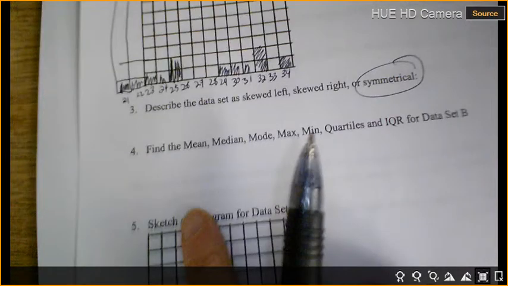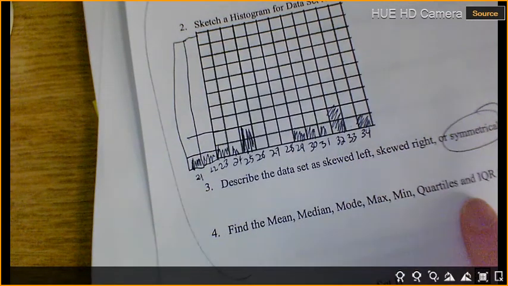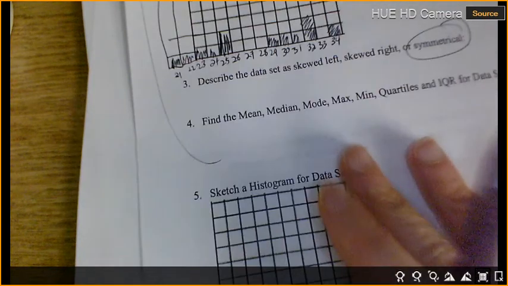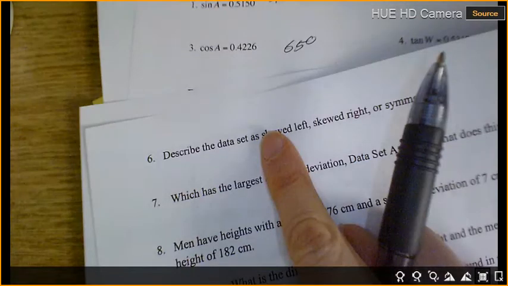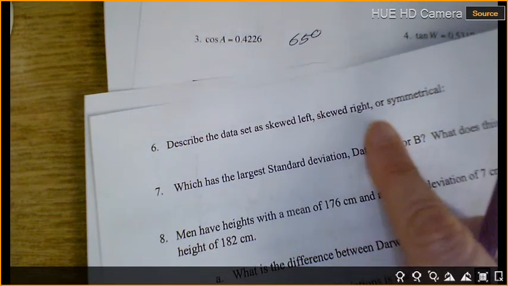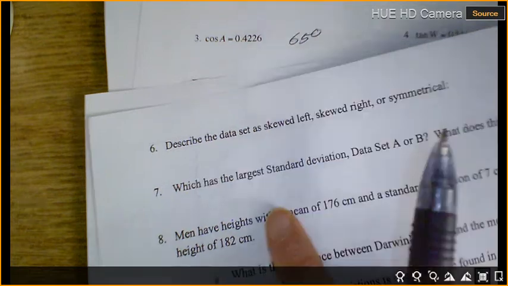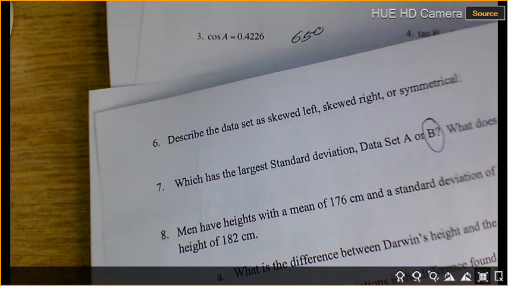Right now, what I want you to do is I went through all of one of those. For number 4, you're going to take this data set B right here at the top. You're going to find the mean, median, mode, max, min, quartiles, and interquartile range. And you're going to make a histogram of it. Tell me if you think it's skewed to the left, skewed to the right, or symmetrical. Remember, skewed to the left means most of the information's on the right. Skewed to the right means most of the information is on the left. It's like the opposite of what you think. And then you're going to find the standard deviation of B. We found A. I'll put the steps back on the board for you.